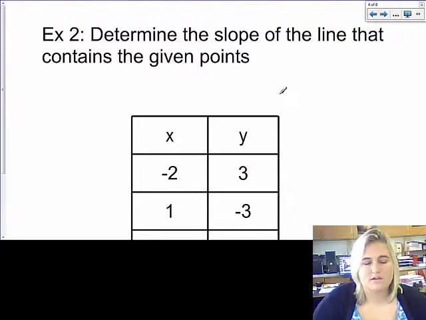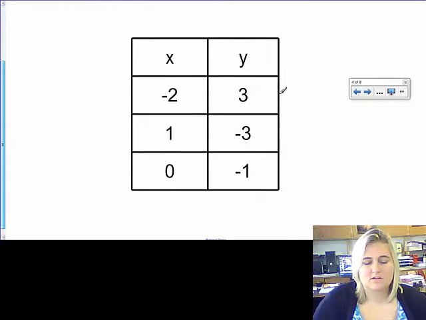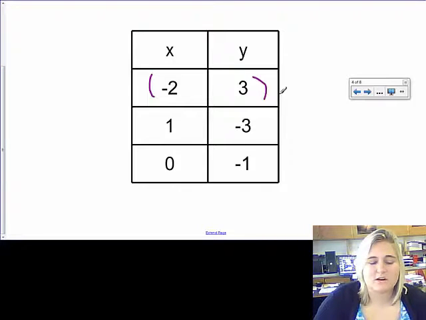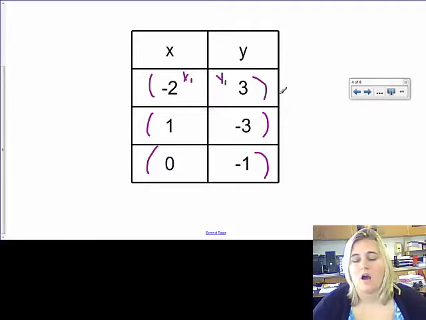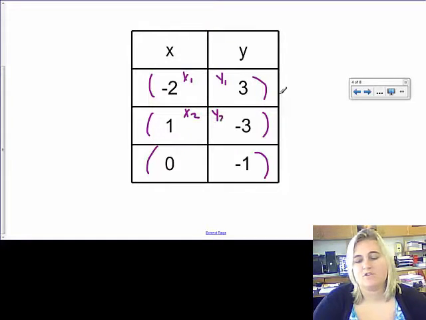Determine the slope of the line that contains the given points. Whenever you do this, we have x and y. We should always know that this is one coordinate, this is another coordinate, and this is another coordinate. Okay? So whenever I have this, I always start by taking the first one and I call this x sub 1, y sub 1, and x sub 2, y sub 2. Okay? So once I'm here, I can find the slope.